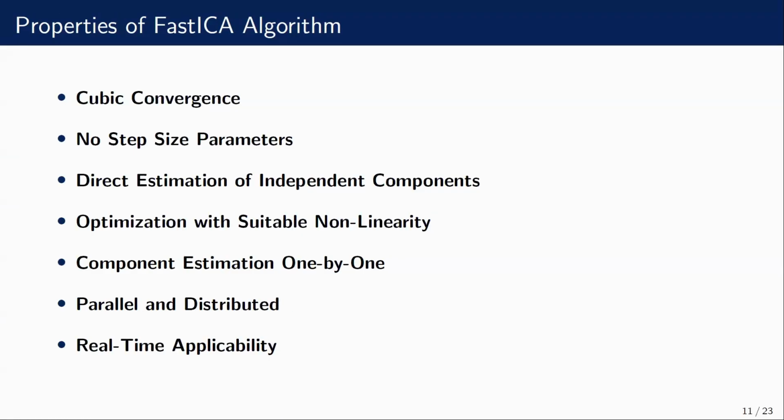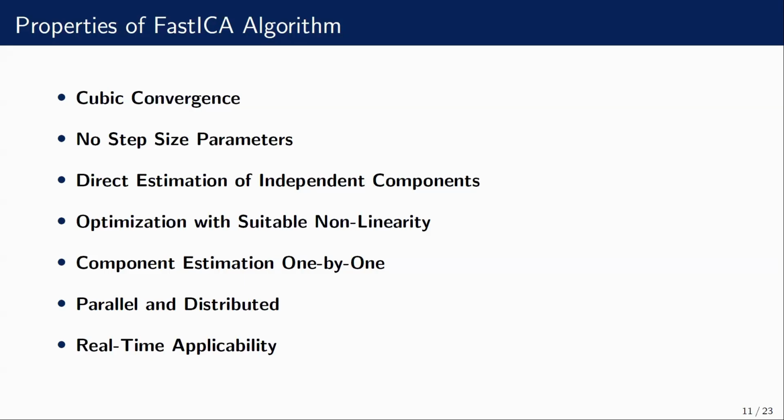Now that the algorithm is fully understood, let's move on to the key properties of FastICA. It's super fast, much faster than the traditional gradient methods because of cubic convergence. And there is no need for learning rates. You can extract one component at a time or all at once. It's easy to implement and it works well even on large datasets and even in real time.